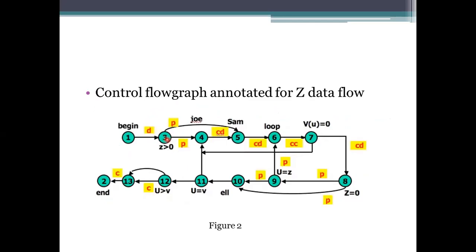And coming to here, the Z has been defined here. 1, 3, 4 will be specified as a DU path because it is being defined and then next used. 1, 3, 5 also will be specified: 1, 3 and then next 5. So in 1 and 3, what I am doing is I defined Z equals X plus Y. And again I have used this at 3, that is Z greater than 0.